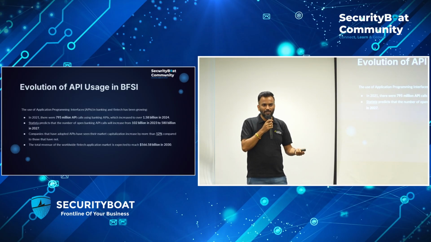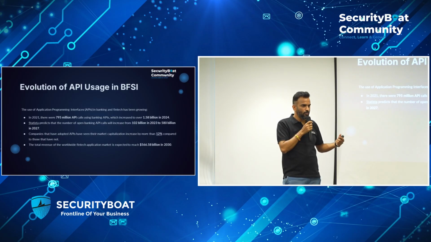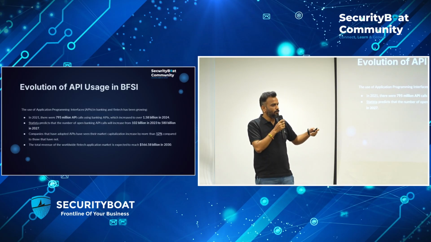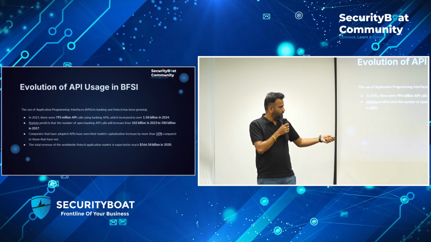Maybe most of you are thinking, we came for API security, so why are we collecting this data? This data is necessary to understand the attack surface, where the attackers are actually targeting and why they are targeting it. That's the whole idea, to give a view of the whole industry. Then there are predictions that open banking API calls increased to 102 billion in 2023 and will reach 580 billion. Later I will show you the exact data also.